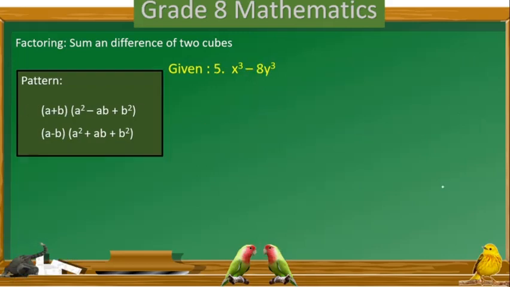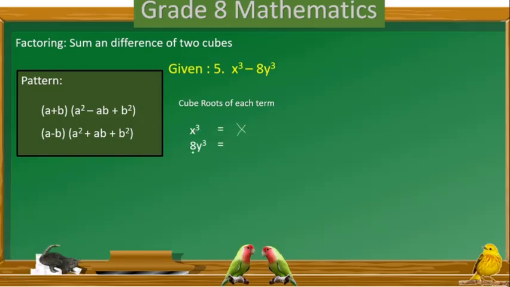Next. Okay, the given is x cubed minus 8y cubed. So simply find the cube root of each term. For x cubed, we have x. The cube root of 8 is 2. The cube root of y cubed is y. This is our A, this is our B.